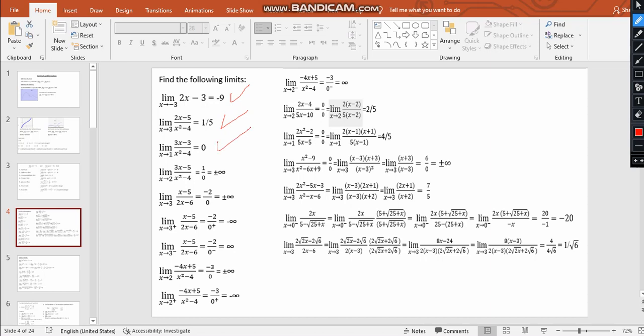Limit as x tends to 2, it is 1 over 0. But I don't know if it's 0 plus or 0 minus, so we say plus or minus infinity. Limit as x tends to 3, it's minus 2 over 0.